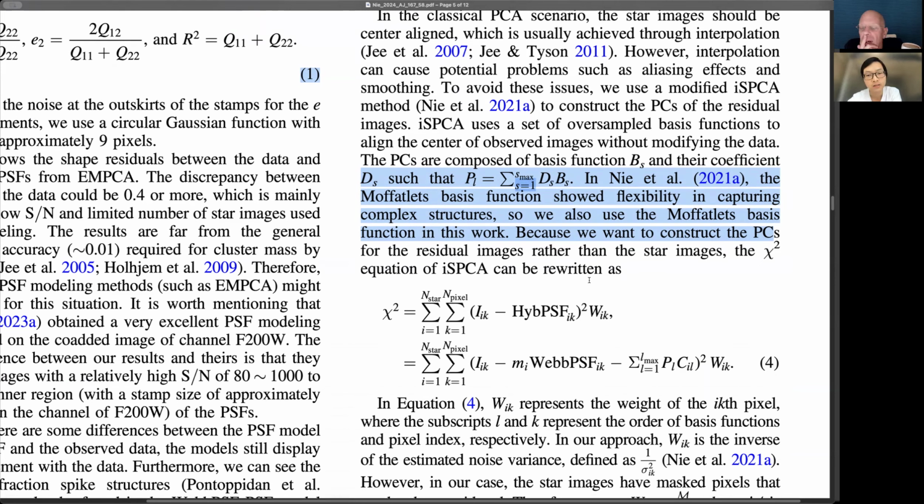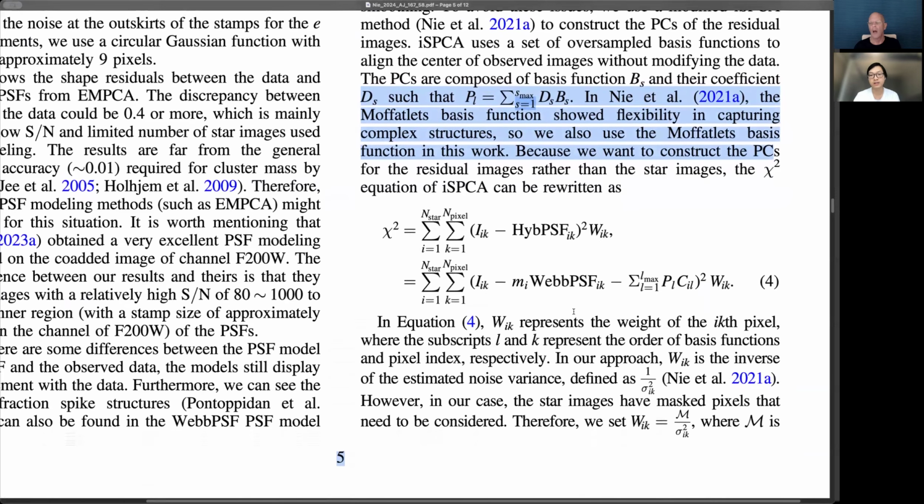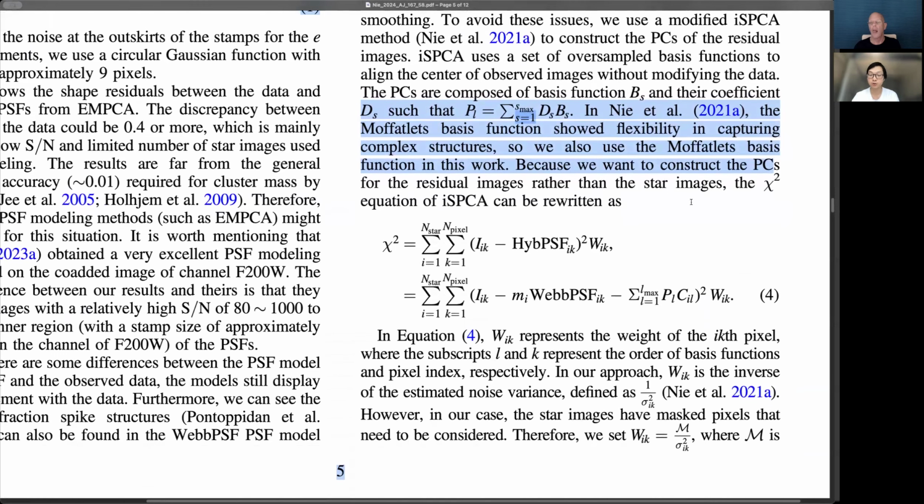And yes, this idea or process is shown in equation 4, but we did not use these functions to fit the residues directly. We use the basis functions to construct the principal components rather than the images themselves, because we can get much more concentrated components.